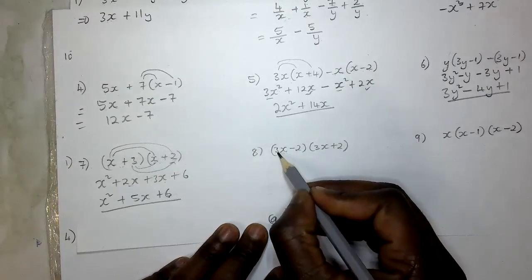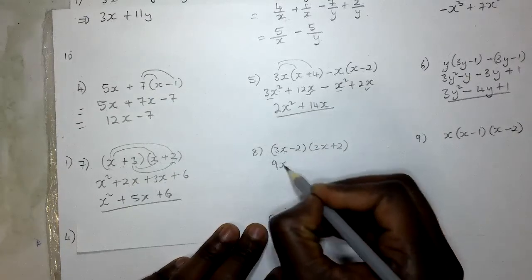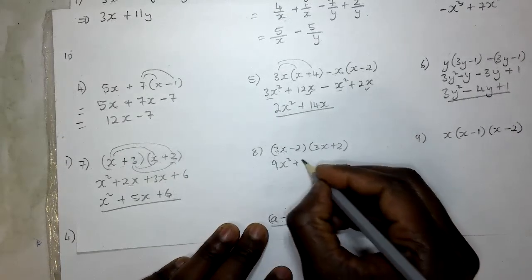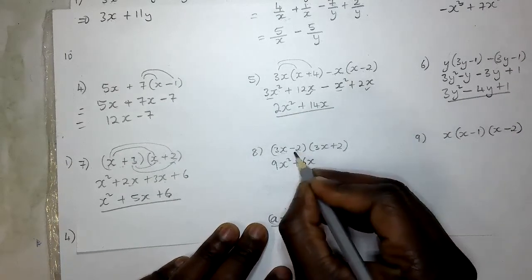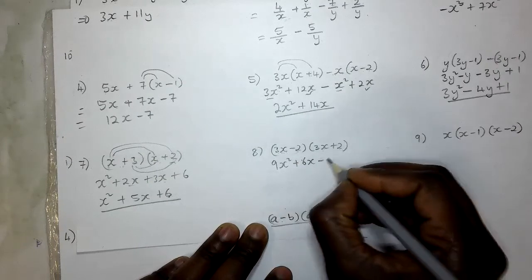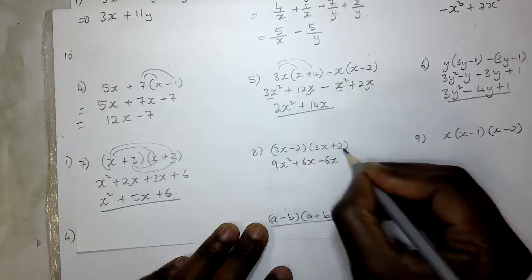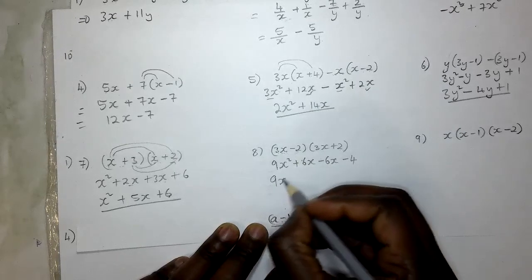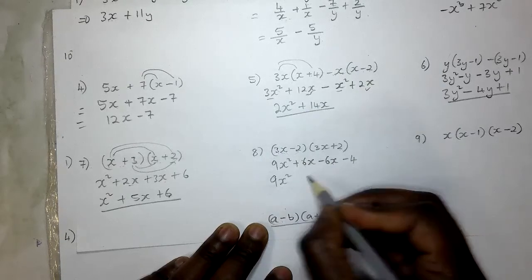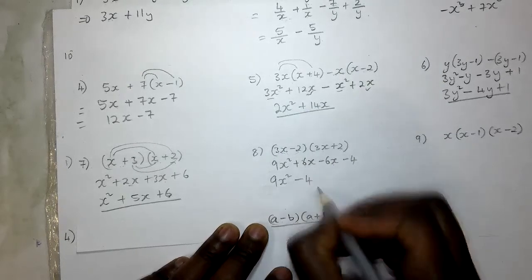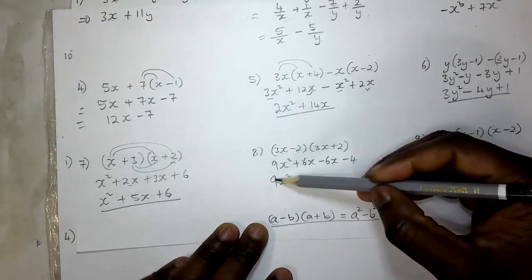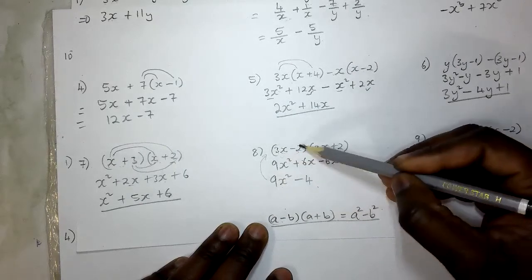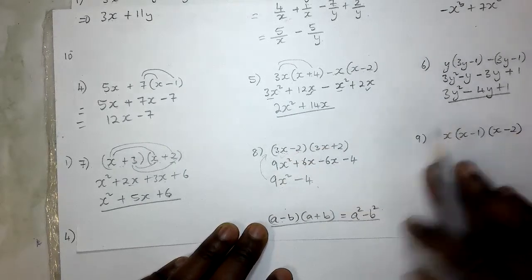We're going to say 3x times 3x, we're going to get 9x squared. Then 3x times 2, we're going to get plus 6x. Then negative 2 times 3x, we're going to get minus 6x. Then negative 2 times 2, we're going to get minus 4. Then now what do we get? We get 9x squared, minus 6x plus 6x, we're going to get 0. It's going to be minus 4. Can you see what I was talking about? So when we have this type of questions, you know that this is difference of two squares. Just take the square of this one minus the square of this one. That's your answer. Okay.